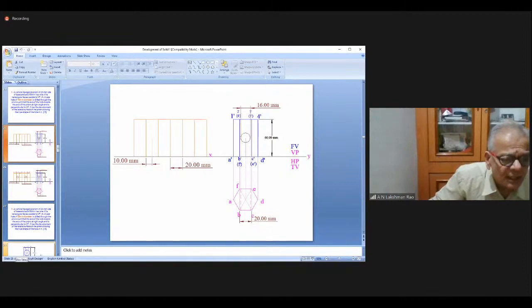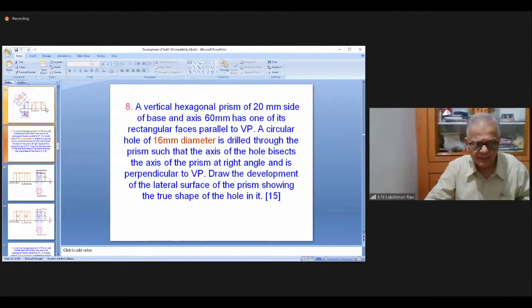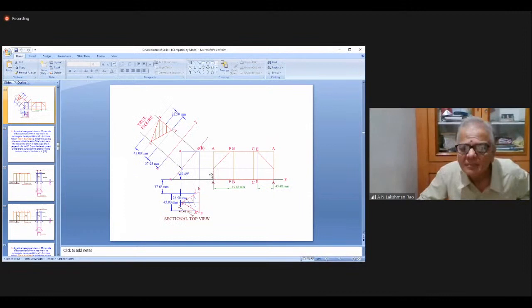The line should be AB and AC. In the previous problem, somebody said the line should be AB and AC. Yes. A to B, B to C, C to A. Correct? I'm starting from A to B, B to C, C to A. In between AB, F is there. In between CA, E is there.